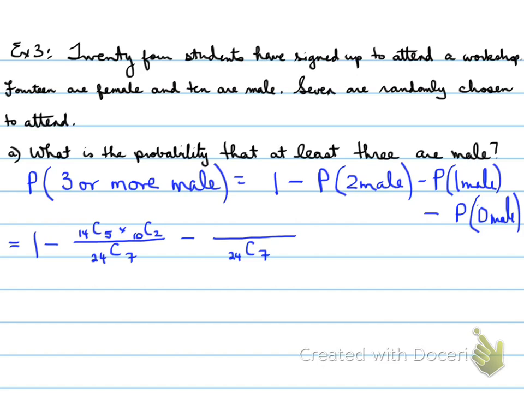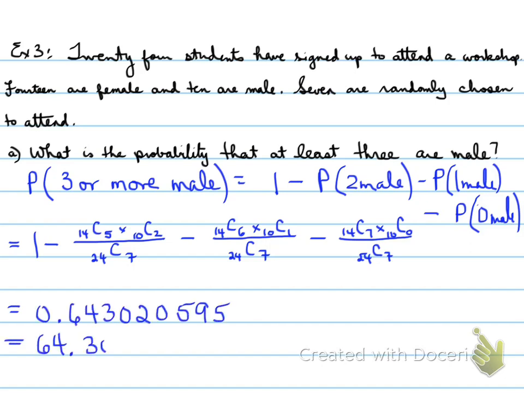On the top, from the 14 females, we're going to choose 6 females, times 10 males, we're choosing only 1. Minus, again, on the bottom is 24 choose 7. On the top, we're looking at 14 choose 7, times 10 choose 0. Once we calculate all those values, we get a decimal, and we convert that decimal to a percent. Don't forget to round to the 4th decimal place.